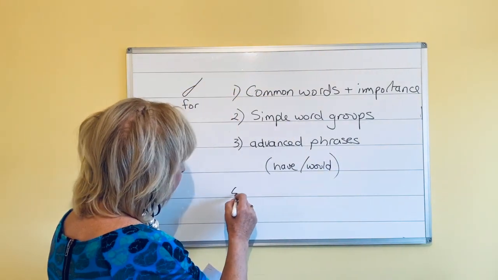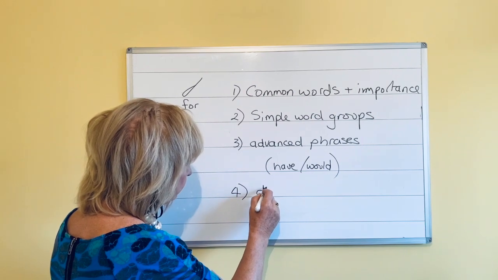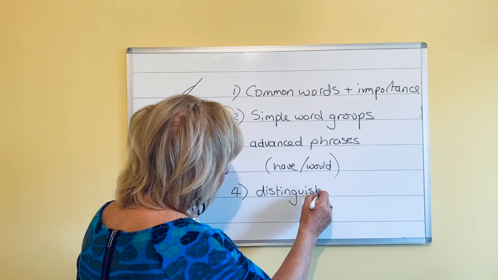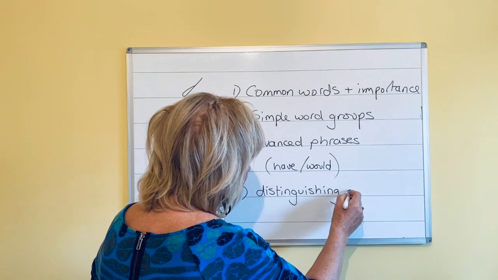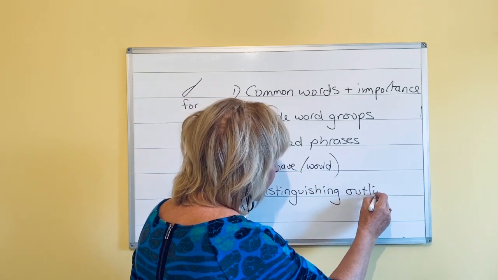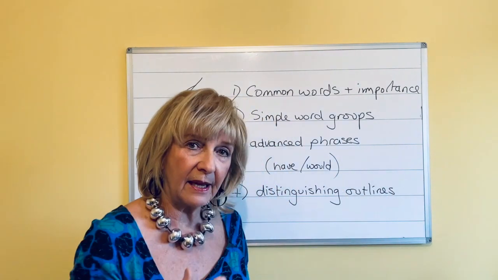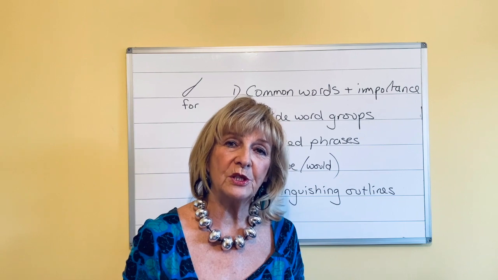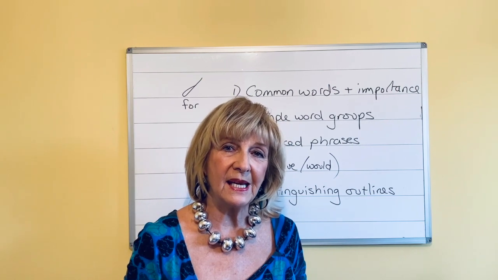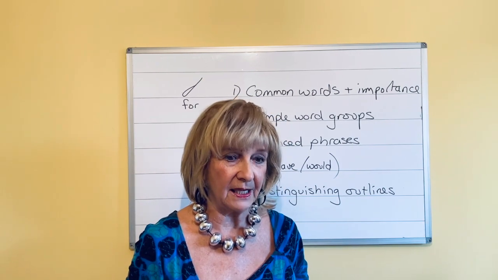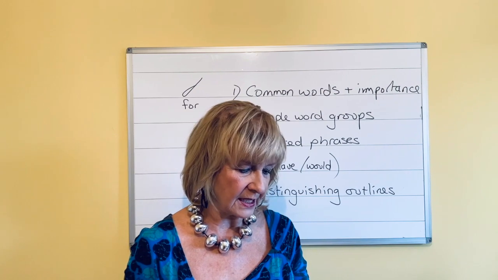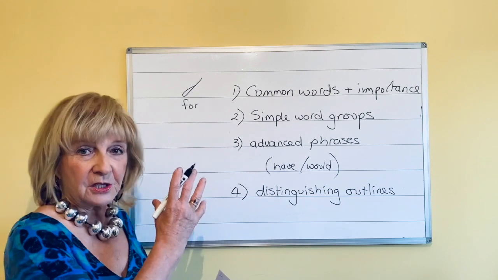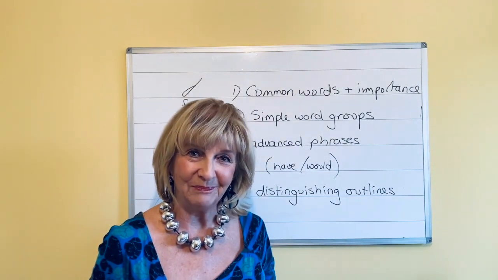Next, we're going to look at distinguishing outlines. I've talked before about distinguishing outlines, and I've said that whilst we can write one outline which would represent several different words, if the sense of the sentence doesn't tell us which of those words it is, then there may be a need to look at distinguishing outlines. So we're going to look at a couple of those today, one pair. And finally, we're going to put it all into practice. So that's our aim for this lesson.